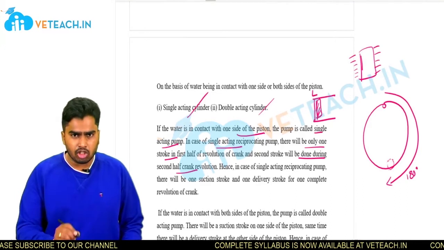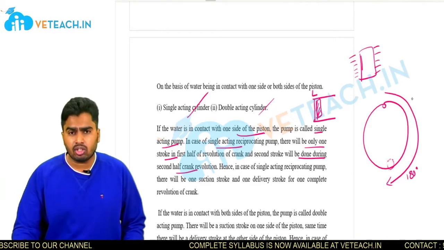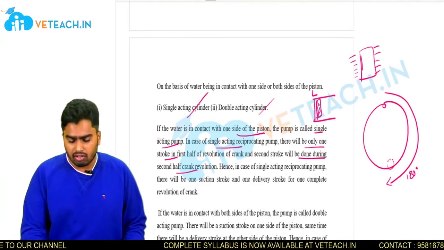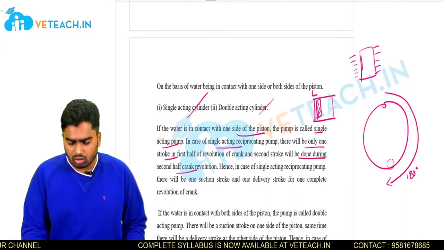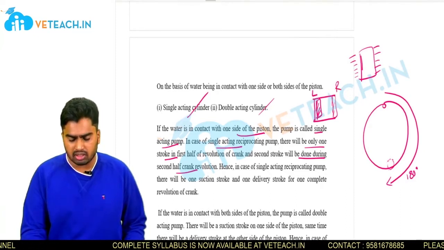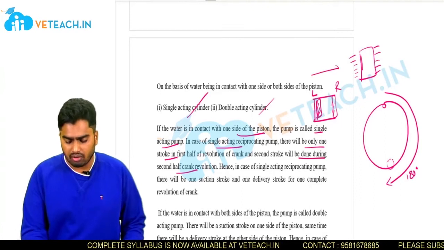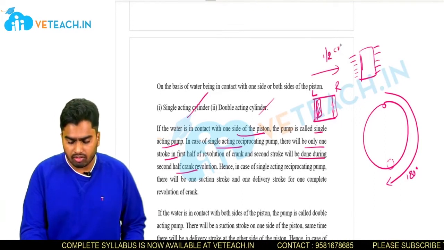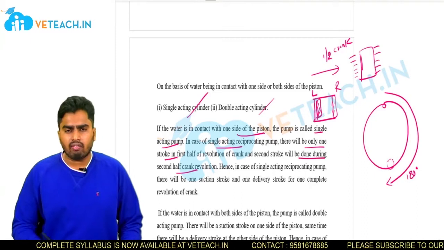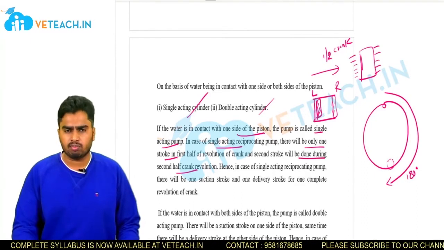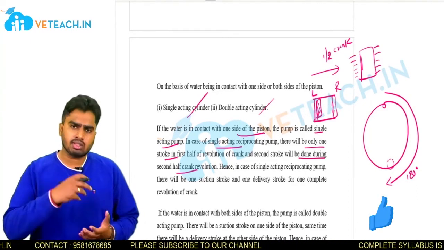So in single acting reciprocating pumps, whenever the crank has rotated 180 degrees, the piston will move from left to right. So the piston will be here. At this position the piston will be here, right. So for half revolution of the crank, this will happen, right. And what will happen here? Generally, the suction stroke will take place, that is, the cylinder will suck the fluid from the sump, right.